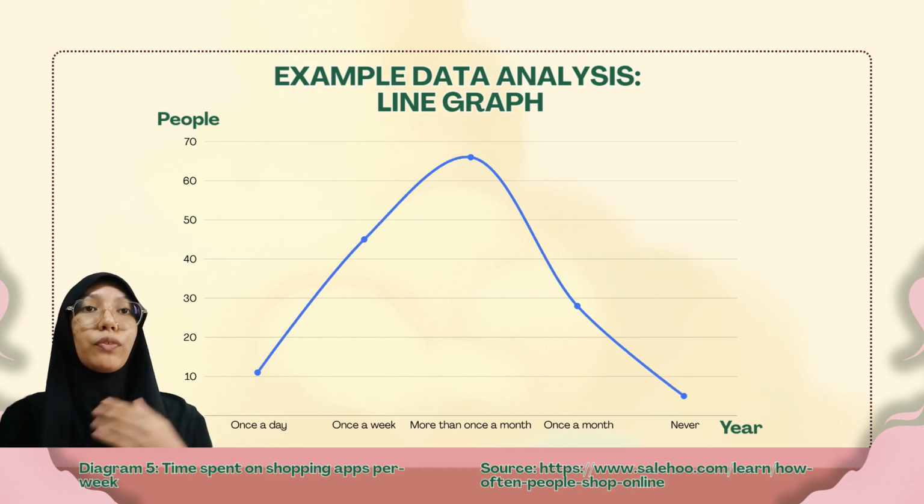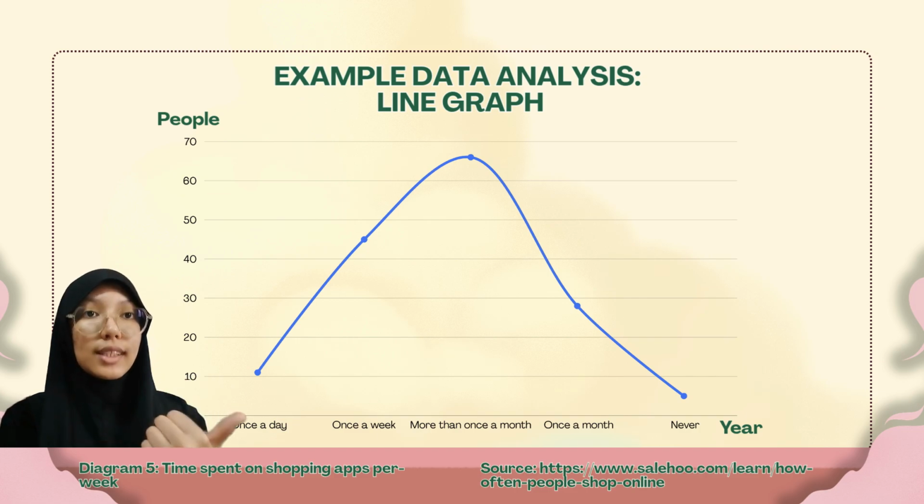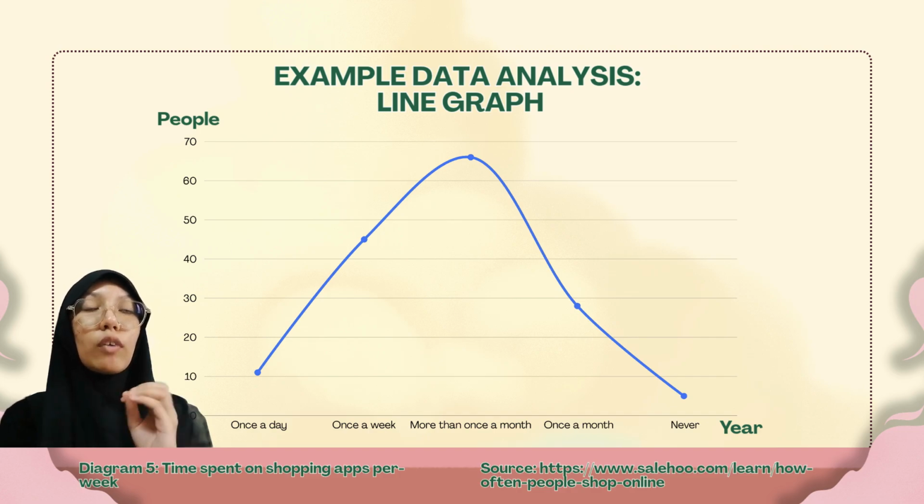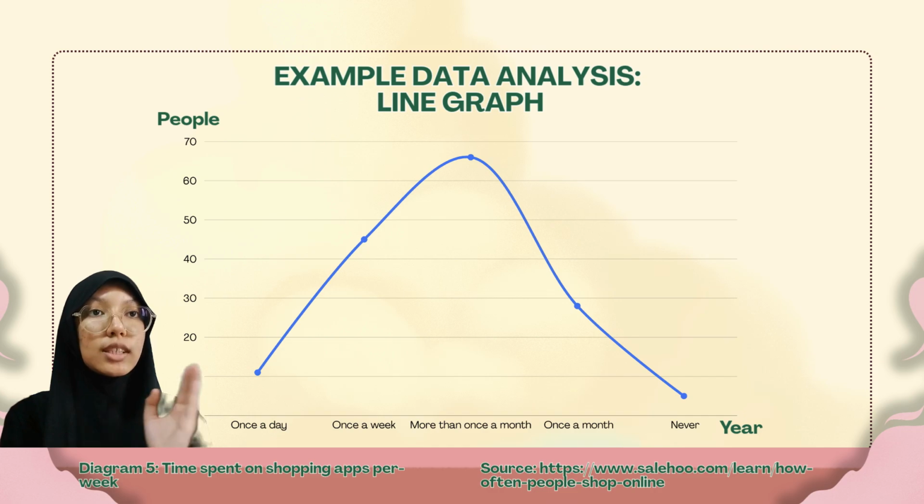Now, let's move to the line graph. This graph shows the frequency of time spent on shopping apps per week. The categories include once a day, once a week, more than once a month, and never. The variable in this graph is the frequency of shopping activity. From the graph, we can see that the number of people changes depending on how often they shop.